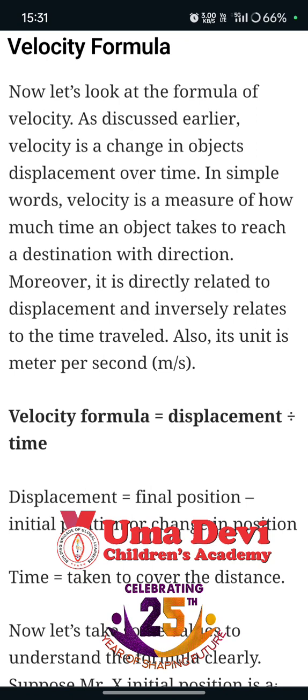So the first thing we will take into consideration is final position minus initial position. Final position minus initial position will give you the displacement, and time will be the total time taken to cover the particular distance.